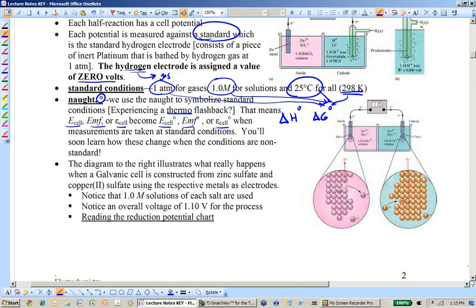Now, we'll remove the naught if we change the conditions to non-standard conditions. The naught will be out of there. So you'll see these symbols written both ways. You need to pay attention.